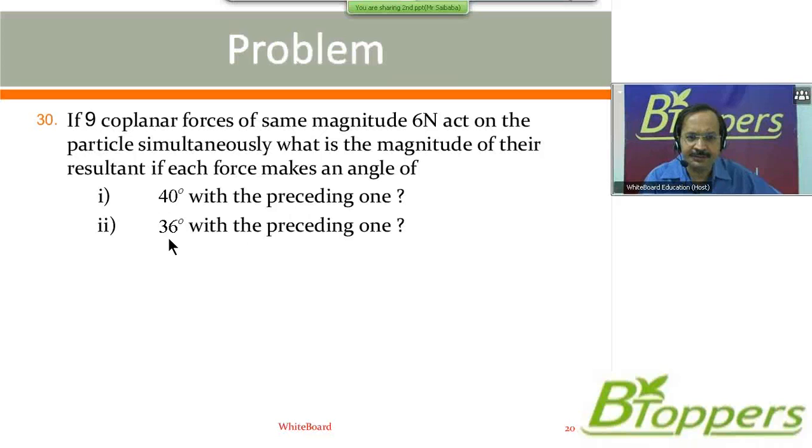Coming to the second question. In the second question, the angle between any two successive forces is 36 degrees. So for this angle, how many forces will be required for 0 resultant? 360 by 36 will be 10. But here you have 9 forces only. You look at the screen once.